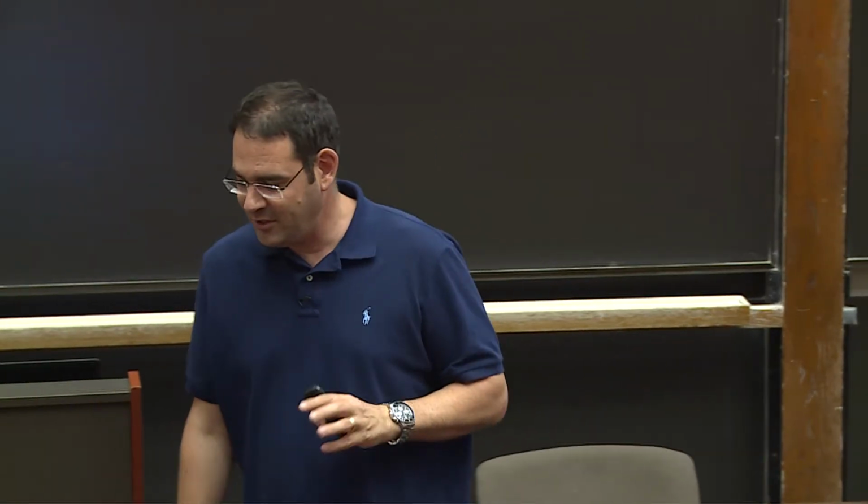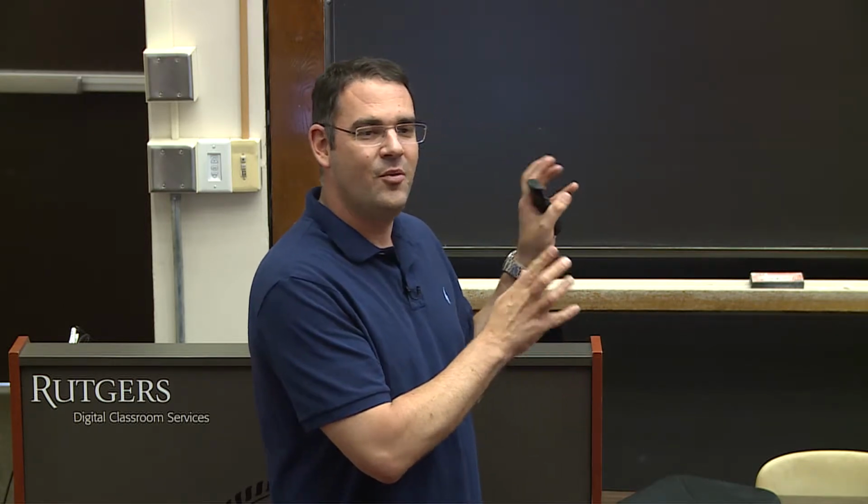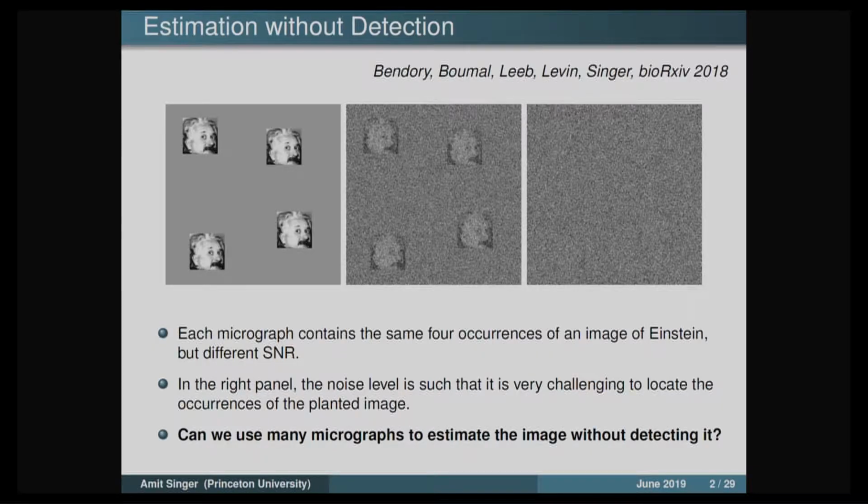And I'm not even going to start with CryoEM. Just to get us started, I'm going to talk about a problem that we sometimes call multi-target detection. But basically, the problem is in front of your eyes. On the left, you see 4 planted images of Einstein. If I would ask you to estimate the underlying image, you just pick one and declare it to be the estimated image.